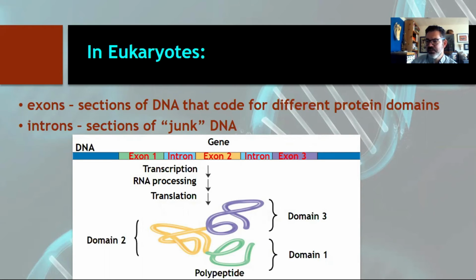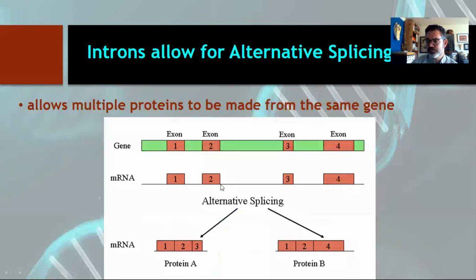Their genes have sections called exons and introns. The exons code for different parts of the proteins, and the introns, called junk DNA, don't code for anything, which begs the question, what is the point? Why do we have introns at all?